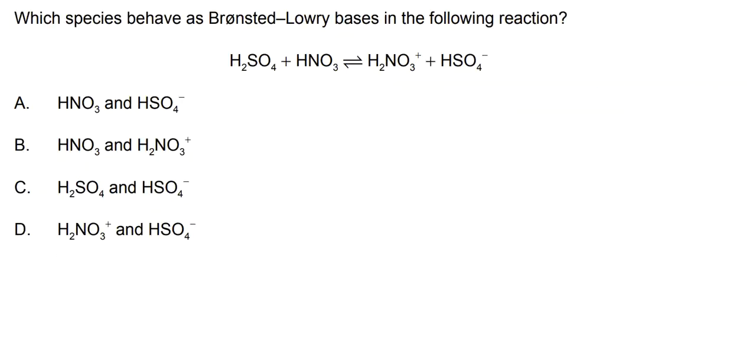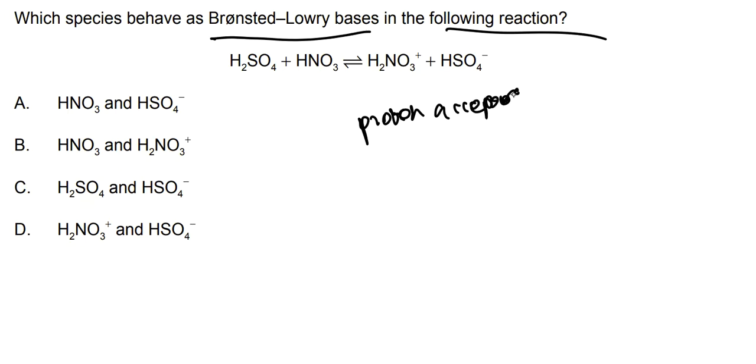Which species behave as Bronsted-Lowry bases in the following reaction? Bronsted-Lowry bases are proton acceptors. So if we look at this, it is an equilibrium reaction. So we have this happening and this way happening. So let's put this and this. So we have this thing to this thing.